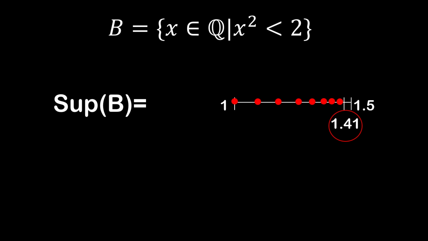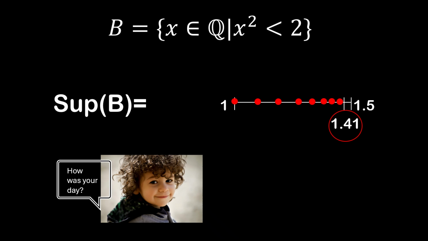Let's look at this set. So this set is for x in the set of rational numbers such that x squared is less than 2. So we want to find sup of B. And you may be wondering, what does sup of B mean? Like, does it mean, hey, how's your day? No. It means the supremum of the set B.